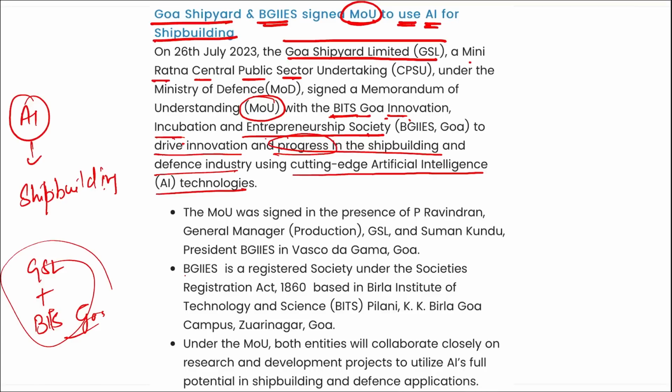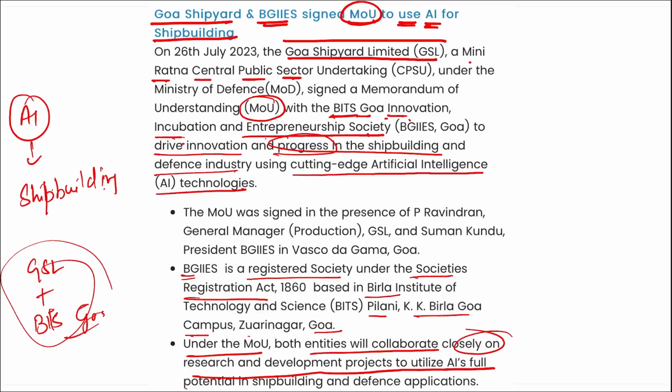Correct? Here, this BITS Goa is a registered society under the Societies Registration Act based in BITS Pilani KK Birla Goa campus in Goa. Under the MOU, both the entities will collaborate closely on research and development projects to utilize AI's full potential in shipbuilding and defense applications. Correct? Next.